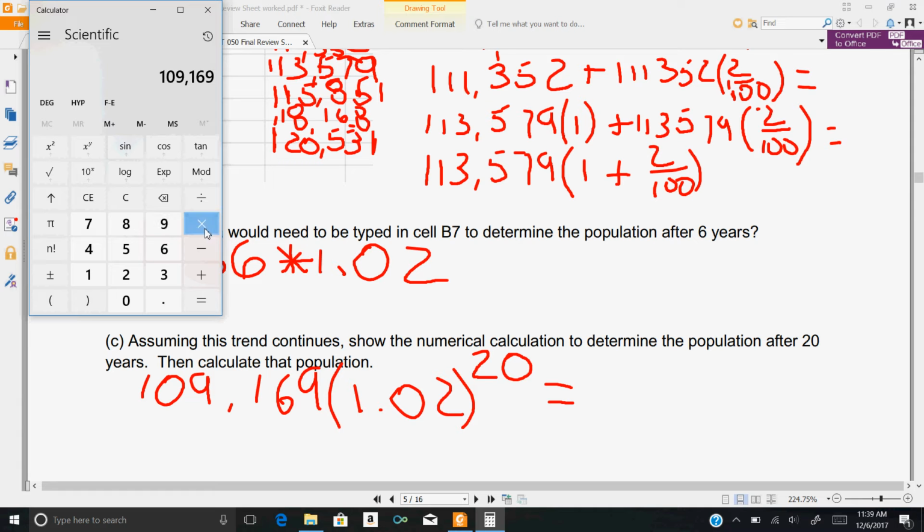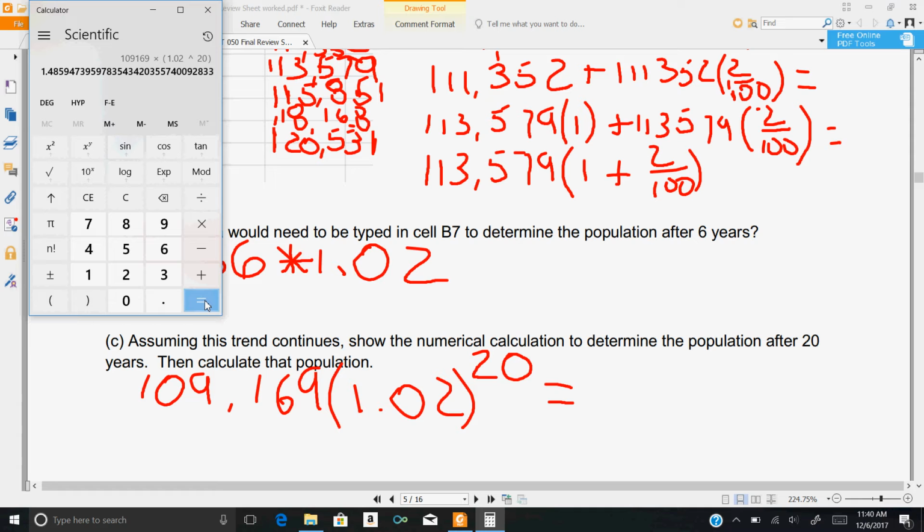109,169. And I'm going to say times, I'm going to use parentheses, 1.02, just because I'm not super confident in the way the calculator's working. And I want to raise it to a power. And if you'll notice this button here, it has an X and then a little Y above it. That's telling me I'm going to take the number in the register and raise it to the next power. And you see the caret there. It's asking for an exponent. My exponent is 20.